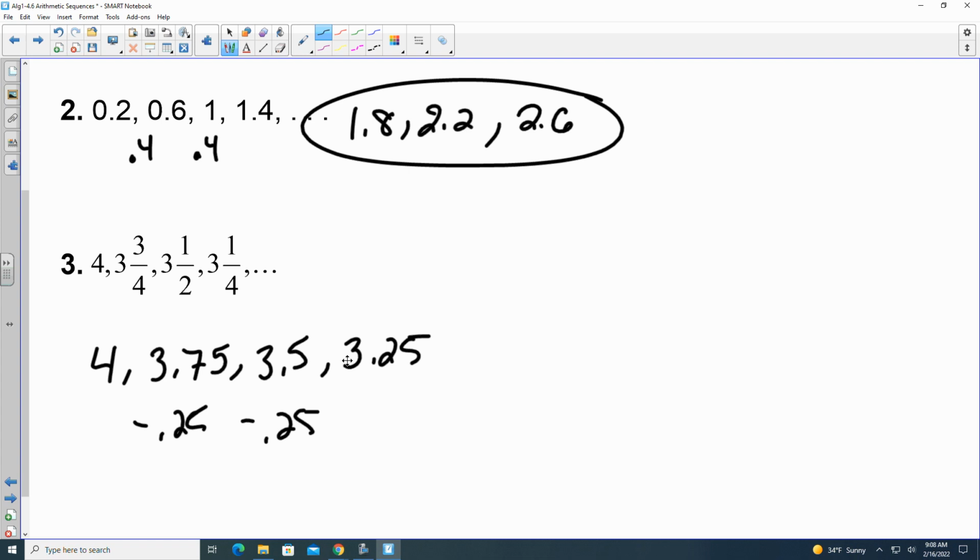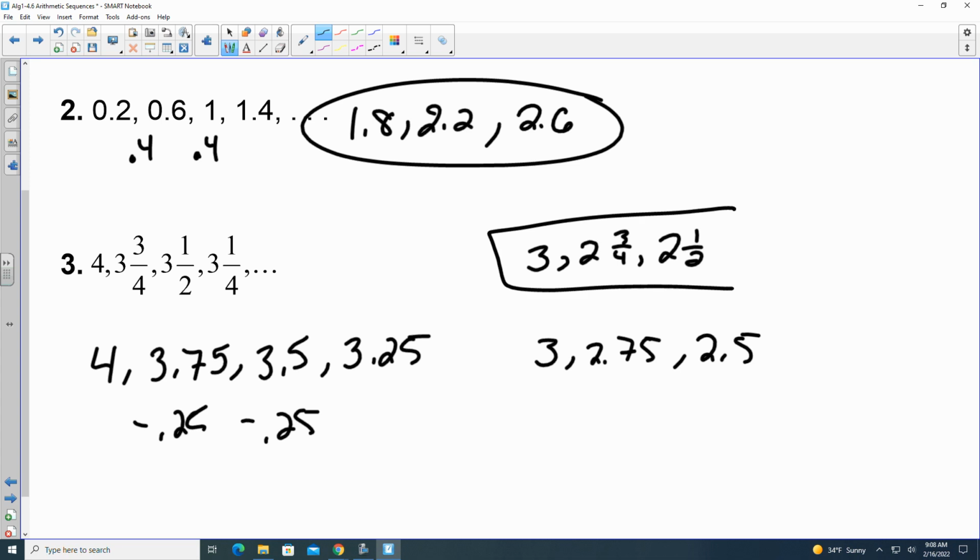So we are essentially subtracting 0.25, so my next term would be 3, subtracting 0.25. Now I got 2.75, and then subtracting 0.25, I get 2.5. Converting it back to a fraction, I get 3, then 2 and 3/4, and then finally 2 and 1/2.